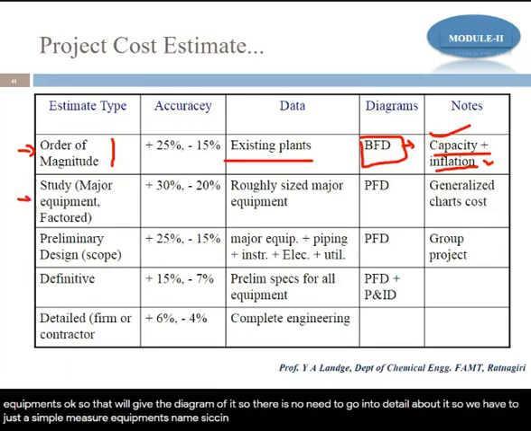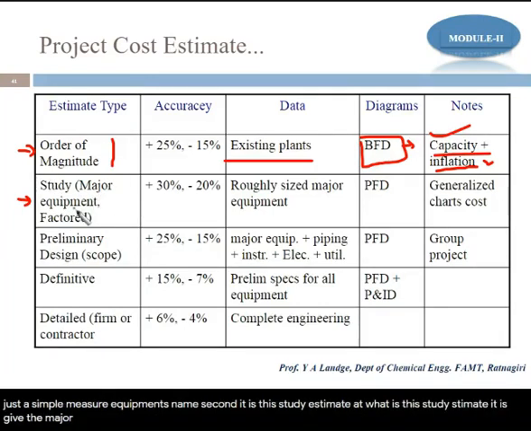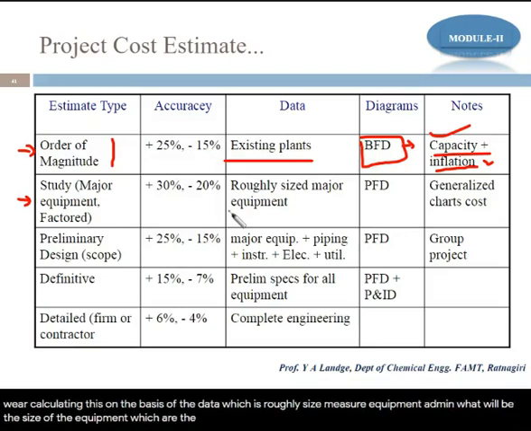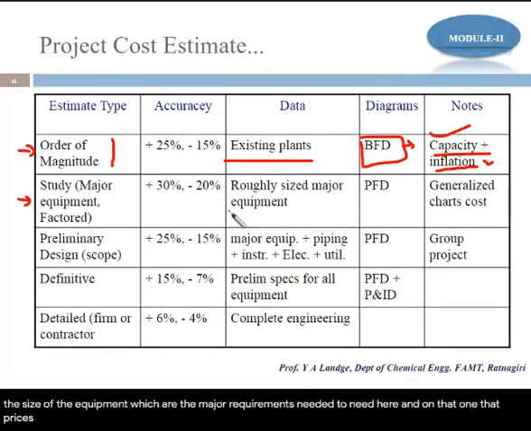Second, it is the study estimate. Now what is the study estimate? It gives the major equipments and factor. So here you get an accuracy of about plus 30%, minus 20%. And on what basis are we calculating this? On the basis of data which is roughly the size of major equipments. It means what will be the size of the equipment, which are the major equipments we need here. And on those prices we decide what is the costing of the project.